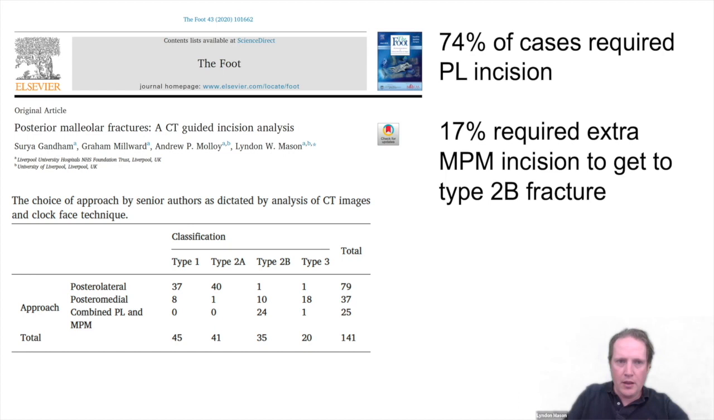I have discussed this in one of the other webinars, but in the publication earlier this year in The Foot, we looked at the different approaches and the different fracture patterns and where it was most appropriate to use each. The posterolateral is used in 74% of cases, although almost 20% required an extra medial posteromedial incision to get to a type 2B fracture. The type 3 is much more easily accessed through the posteromedial incision.